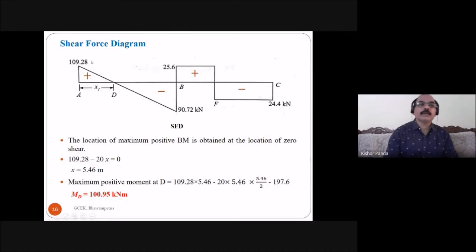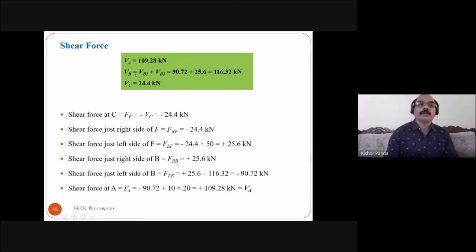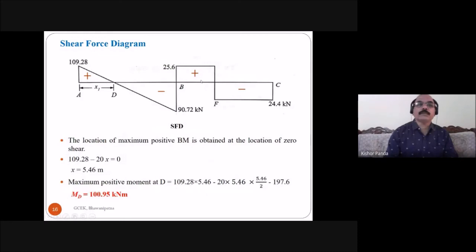So what is the reaction? This is equal to the reaction at A. This is the shear force diagram. Above this axis is positive and below the axis is negative. Then you have to find out the zero shear force position. So the zero shear force position you have to find out.